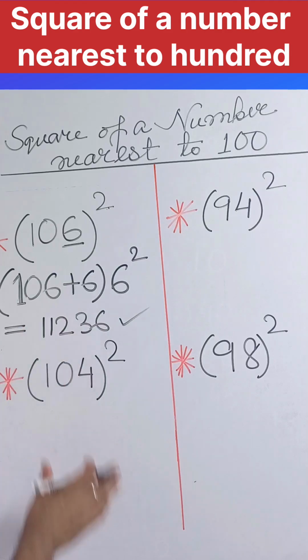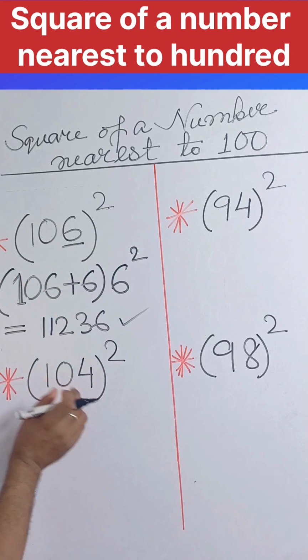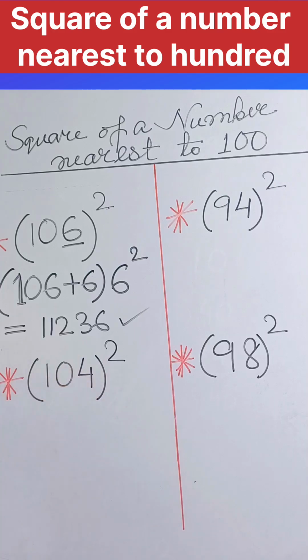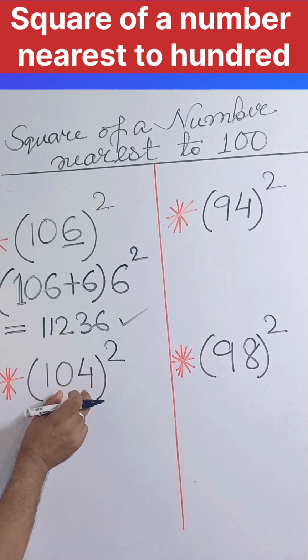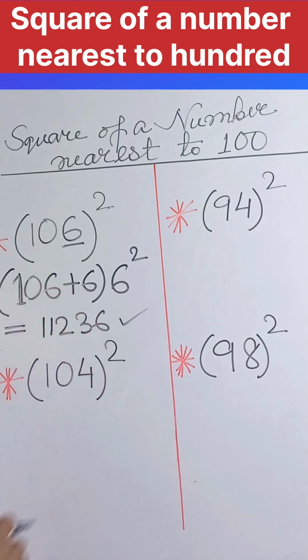Isn't it very interesting? Similar pattern. This is also a 3-digit number. This is 104. Here it is 4 more than 100. Though the number is nearest to 100, it is 4 more. So in that case also you have to take the plus sign.